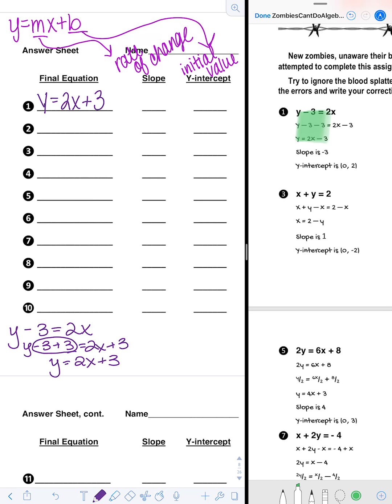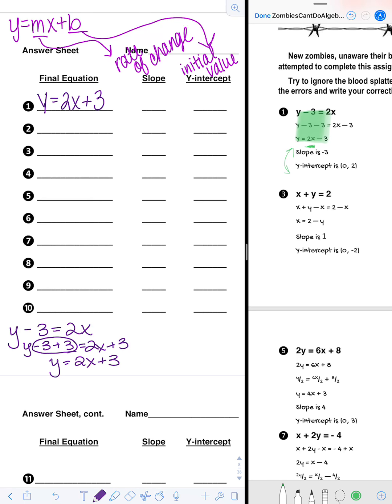And now I need to write the slope and the y-intercept for this equation. So if we kind of take even a closer look at the zombie's work in number one, they have their information kind of backwards. For their equation, they said the slope was negative 3, but if I look in their equation, they should have said the slope was 2.